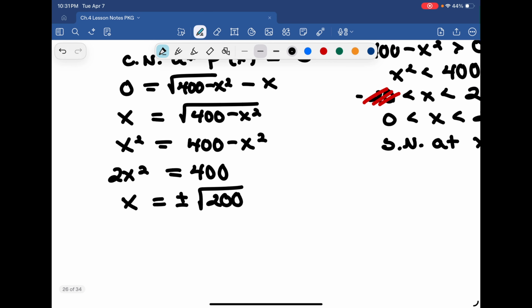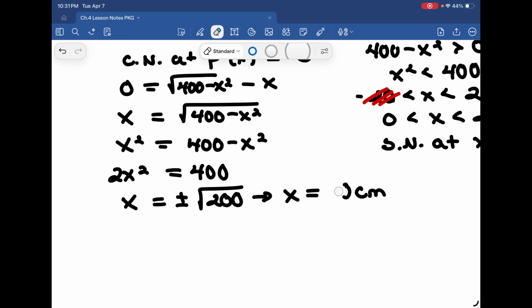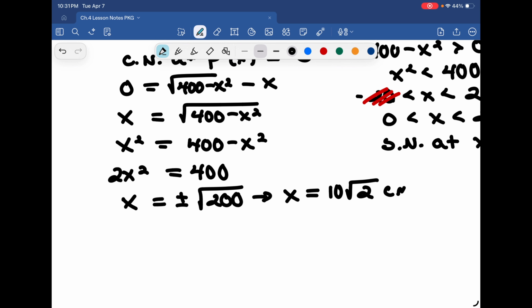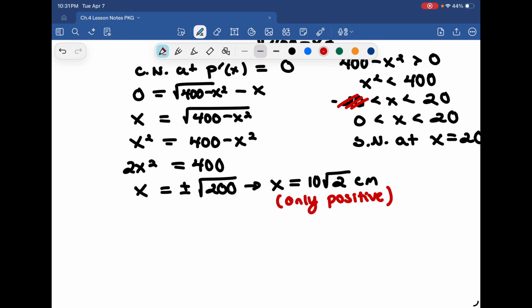But we only want the positive version. If I take this, this is going to be 10 root 2, because I can break it into 100 times 2, take out the square root of 100, which is 10, and therefore this is my value. Perfect. Again, we only want the positive value, and the reason we only want the positive is because the negative is not going to be considered in terms of a length and width. All right, great. So our critical number we're testing around is here.